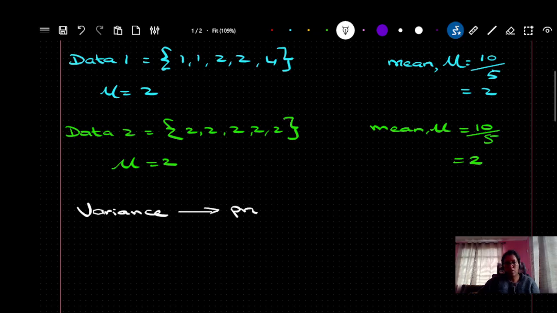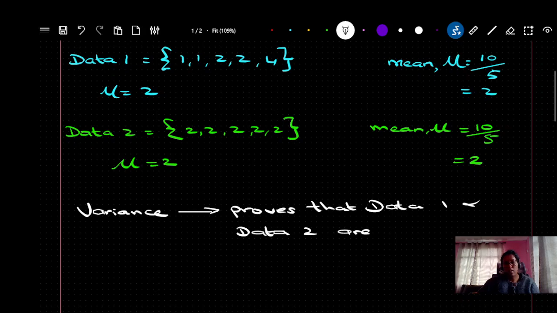So variance proves that data 1 and data 2 are completely different data sets.